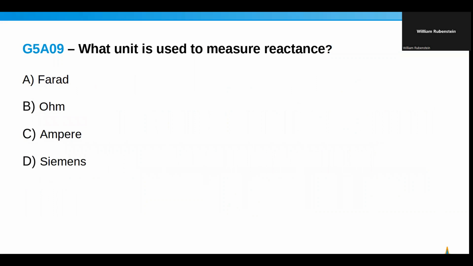What unit is used to measure reactance? B, ohms. Farads is for capacitance, if I mentioned that. Current is amperes, and the reciprocal of impedance is Siemens. It used to be mhos, which was ohms backward, and then they decided to honor this guy Siemens.